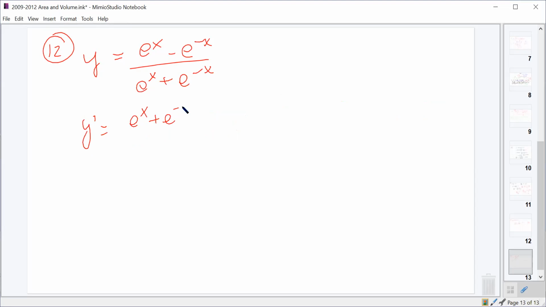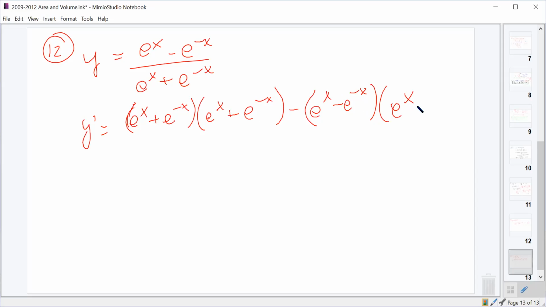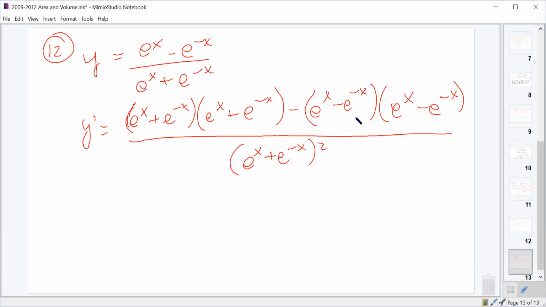denominator times the derivative of our numerator. And the derivative of e to the x is e to the x, and the derivative of e to the negative x is a negative e to the negative x. So that will become e to the x plus e to the negative x. And then we'll subtract the numerator, e to the x minus e to the negative x, times the derivative of the denominator, which is e to the x, and the derivative of e to the negative x is again minus e to the negative x, all over our initial denominator squared. Everybody good there?